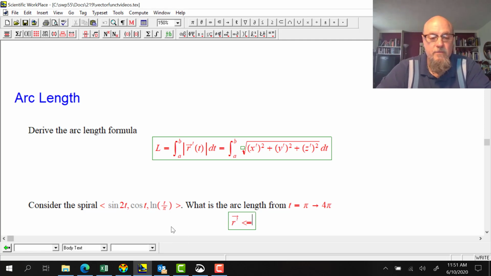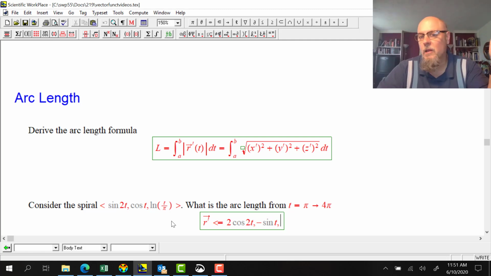So, derivative of the first, 2 cos 2t. Derivative of the second, minus sine t. Derivative of the third, I'm thinking of this as ln of t over pi, but I'm thinking of it using my ln rules, the ln of t minus the ln of pi, so that when I take the derivative of it, the derivative of the minus ln of pi is 0. So, long story short, the derivative is just that.